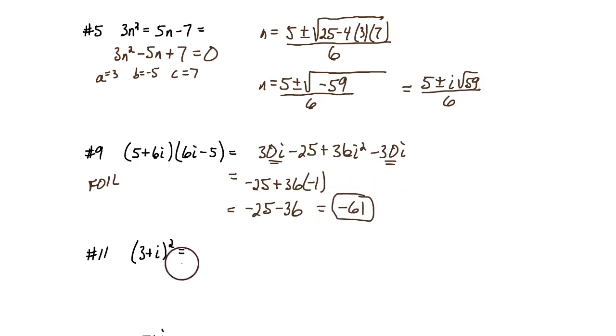Number 11, we have squaring a binomial. So you can go 3 plus i times 3 plus i and do FOIL, or you can use our pattern. Square the first term, that's 9. Then double the product, that's 6i. And then square the last term, that's i squared. Is it done? Well, it's not done because we have i squared. And remember, i squared, that's just negative 1. So 9 plus negative 1 is 8, and then plus 6i.